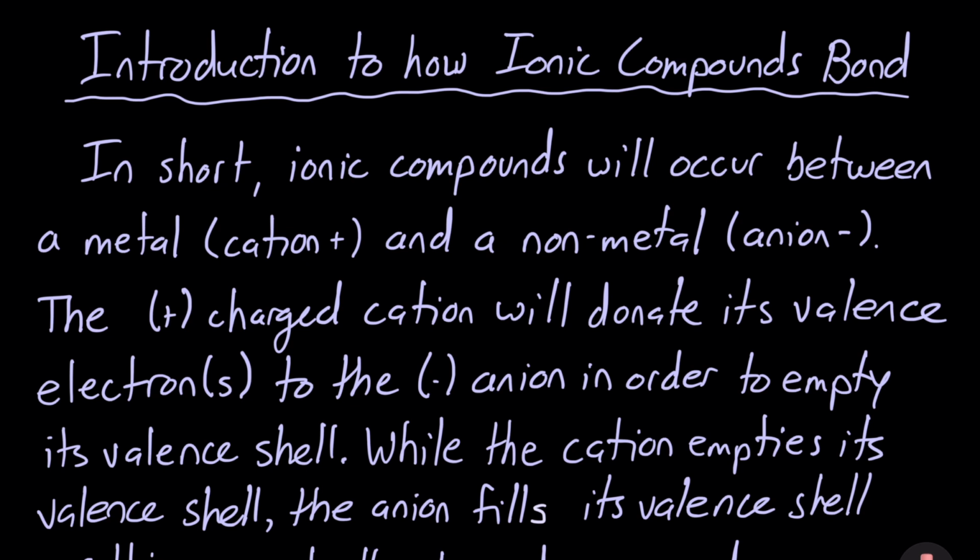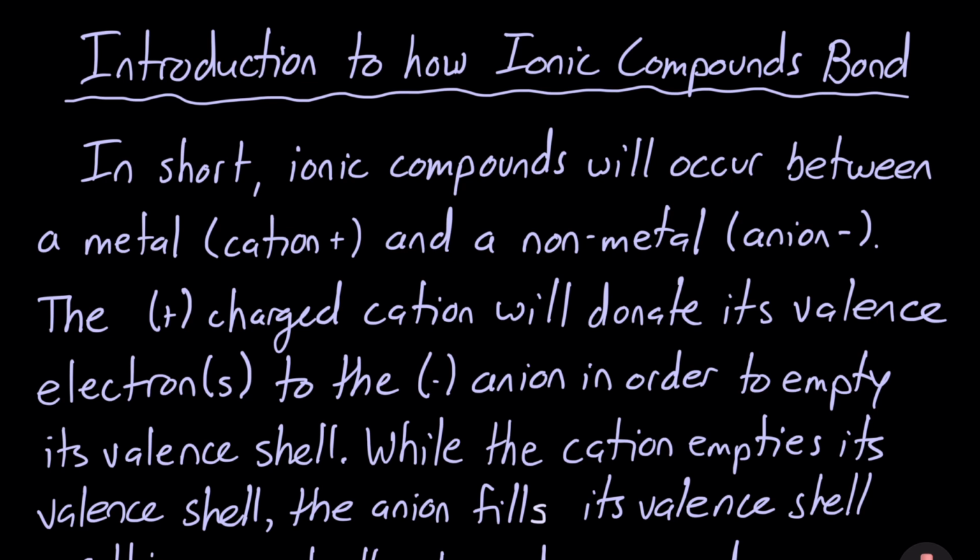So the positively charged cation will donate its valence electrons to the negatively charged anion in order to empty its valence shell. So remember, all elements eventually want to fulfill the octet rule, so they want to have full valence shells. Because metals or cations have a low number of valence electrons, they will want to lose them because it's a lot easier to lose their electrons than it is to gain and fill its shell.